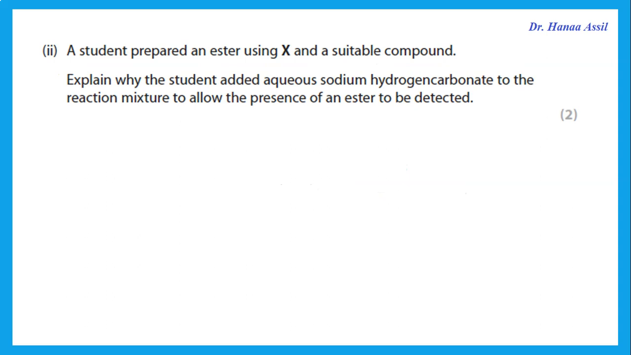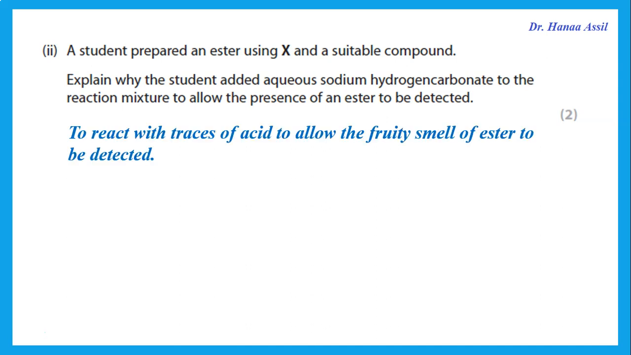A student prepared an ester using X and a suitable compound. Explain why the student added aqueous sodium hydrogen carbonate to the reaction mixture to allow the presence of an ester to be detected. Remember that when we prepare this, we have an acid, so we need to remove the traces of acid in order to allow the fruity smell of the ester to be detected. The presence of the acid masks the smell of the ester. You cannot smell the ester if there is acid, because it has a unique smell also. But if we remove the traces of the acid, now I can tell that there is an ester from the fruity smell.